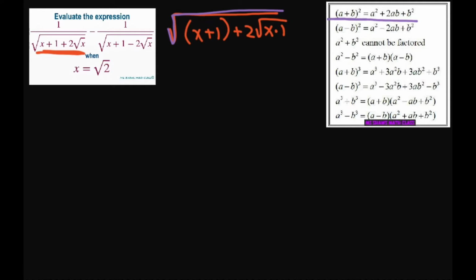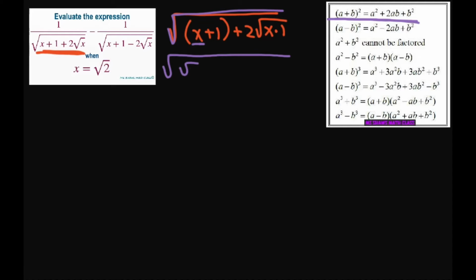So we're going to look at that first, and we have square root of, and I'm going to write this as x plus 1 plus 2 times square root of x times 1. So basically I'm going to look at this formula here, and my goal is to get rid of this radical sign. If I make it a perfect square trinomial, then I can simplify this and get rid of this radical. So the way I'm going to do that is I'm going to square root this.